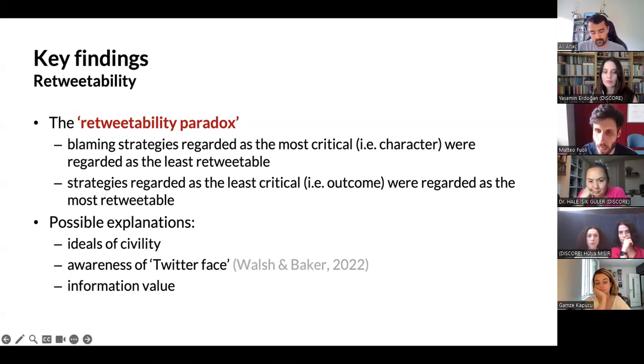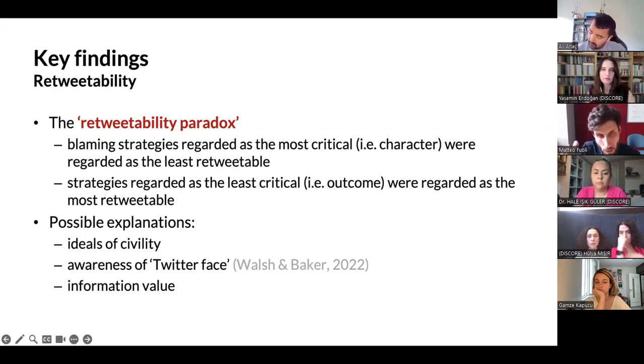It shows how, contrary to earlier claims and previous studies that talk about how political discourse on Twitter is generally uncivil, at least our participants had quite a keen awareness of their Twitter face, and they were orienting to implicit ideals of civility and civil behavior online.